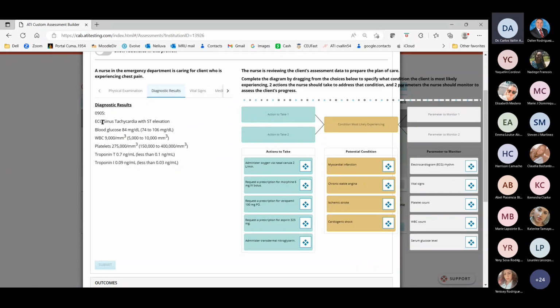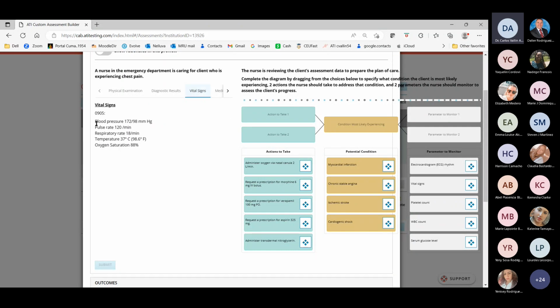Diagnostic results. Electrocardiogram, sinus tachycardia with ST elevation. So now I think that we have a diagnosis. We have a diagnosis of STEMI, ST elevation myocardial infarction. So it supports the initial idea of what we suspected, a myocardial infarction. Blood glucose is okay, white blood cell is okay, platelets are okay, troponin T 0.7, less than 0.1 is normal, so elevated. It confirms that there is necrosis, death of myocardial cells. Troponin I also is elevated. Okay, so we have an acute myocardial infarction, an ST elevation myocardial infarction.